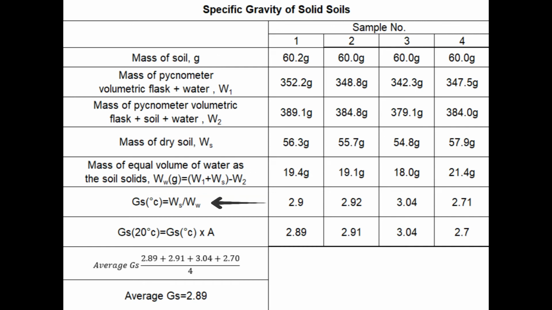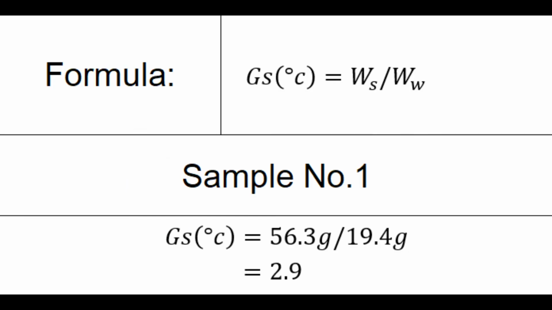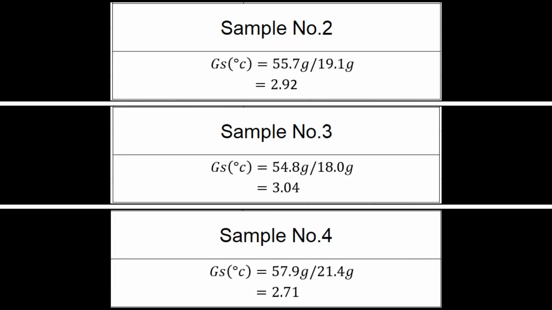And now, we have the calculation for the specific gravity, which can be obtained by dividing the mass of the dry soil by the mass of the equal volume of water. For example, for sample number 1, we divide the 56.3 grams by the 19.4 grams to get a specific gravity of 2.90. We have the same process for sample numbers 2, 3, and 4 as what we did for sample number 1.